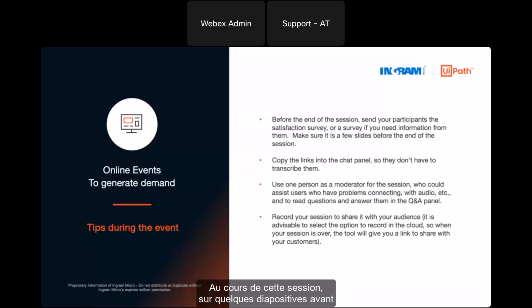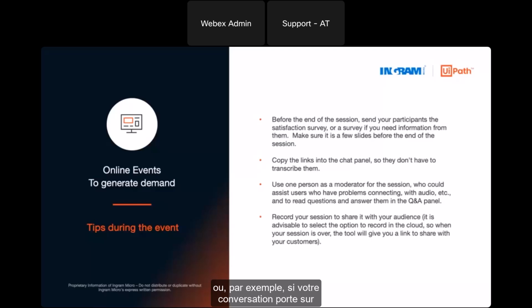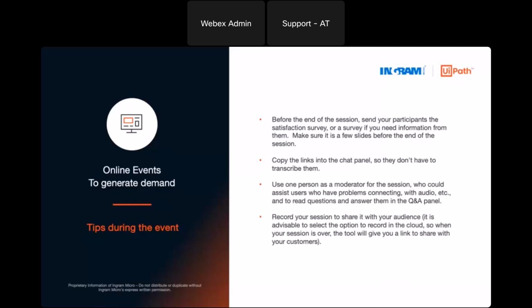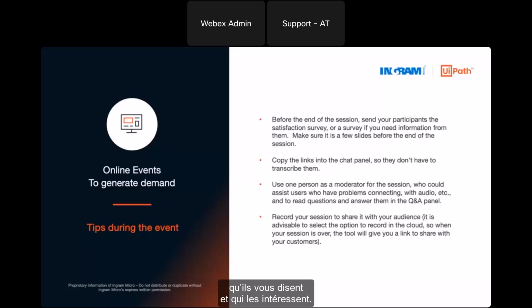During the session, make sure that a few slides before the end of the session, you share a survey with your audience. Share surveys or polls with your audience in order to sense the feeling in the room, the vibe in the room, but also ask them about other topics, if you are moving the conversation around the business outcomes, the business value around automation with UiPath, other topics or any other processes that they would like to see in upcoming events. So you're going to have the material for those events to keep flowing. So you're going to be able to deliver those workshops with your different audiences on a regular basis, and according to what they are actually telling you that they are interested to know about or to learn more about.